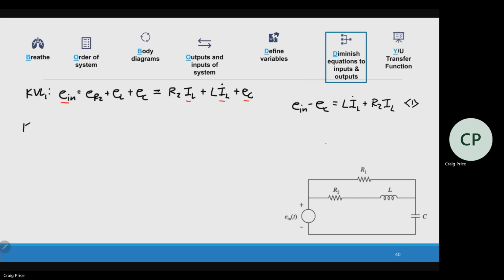KCL. Let's, we have I sub C is equal to I1 plus IL. And we can change the capacitor current, that's equal to C EC dot.